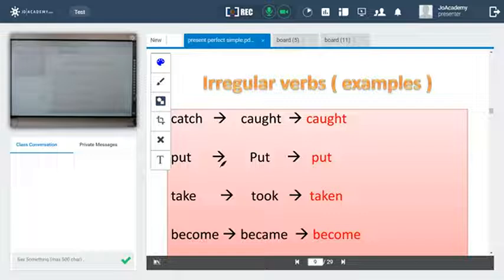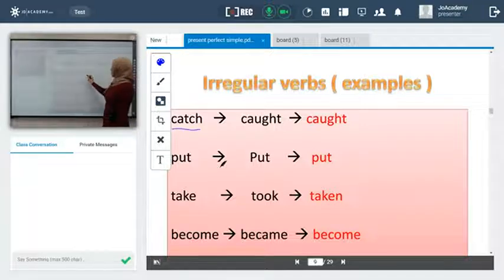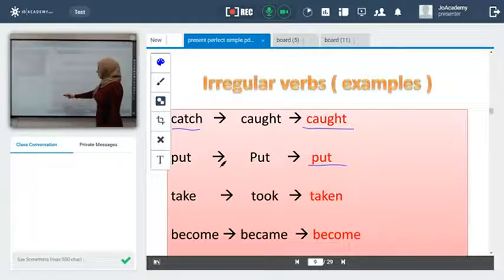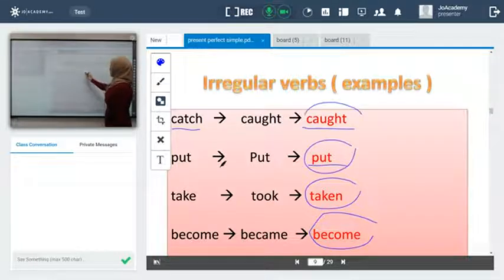Now let's take some examples of the irregular verbs. So for example, we have catch, caught. What is the past participle of it? Caught. Put, put. It remains the same. Take, took, taken. Become, became, become. So here we're talking about the past participle form of irregular verbs.